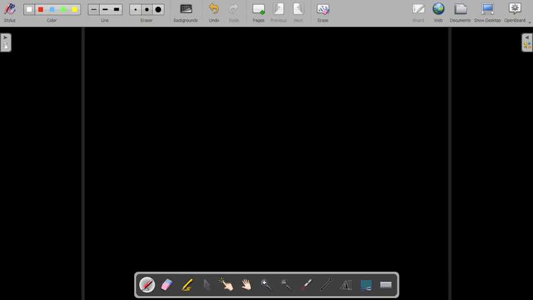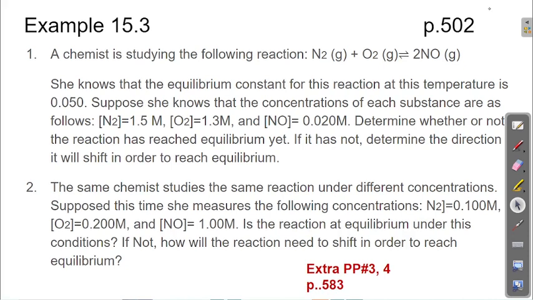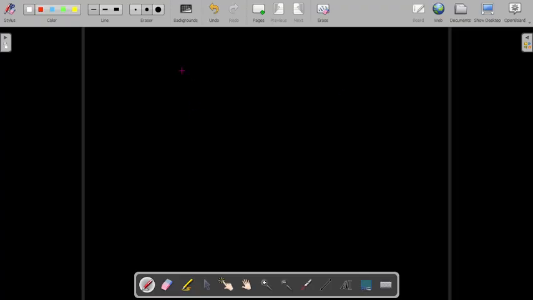Let me erase this and let's go back to the second section. The same chemist studies the same reaction again under different concentrations. Suppose this time she measures the following concentrations, and they give you new concentrations. Is the reaction at equilibrium under these new conditions? If not, how will the reaction need to shift in order to reach equilibrium? Okay, let's go back to the board. And remember, your equilibrium constant was 0.050. So everything needs to be compared to this value.